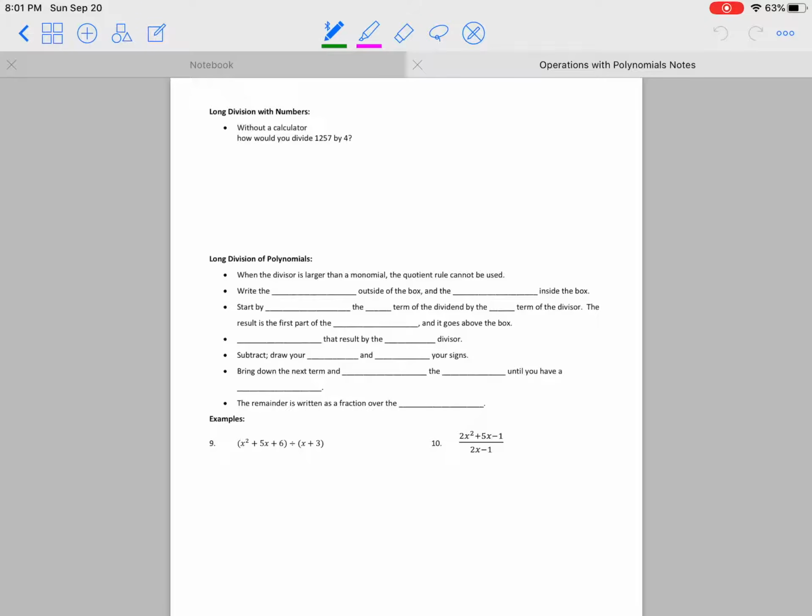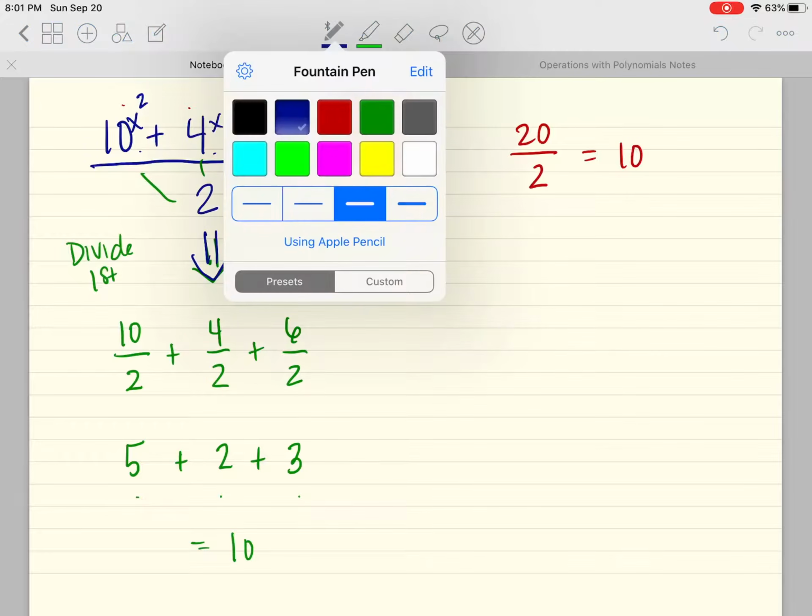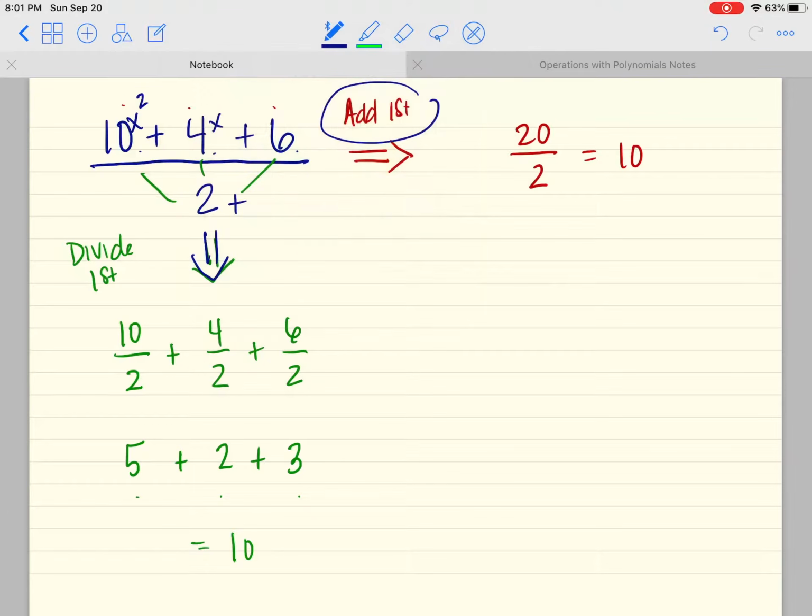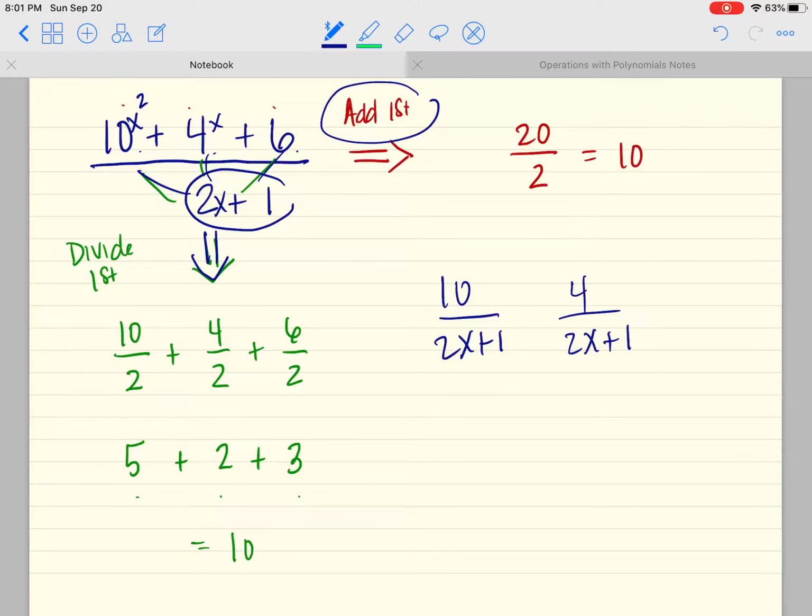If we are dividing by more than one term. Okay, let me go back to this number thing real quick. If I just made this like a 2 and a 1, dividing by the 2 and the 1, do I divide the 2, then the 2, then the 2, and then divide the 1, the 1, the 1? Or, I mean, if I have a 2 with an x and a plus 1, I can't divide each of those, right? 10 can't be divided by 2x plus 1, or 4 can't be divided by 2x plus 1.